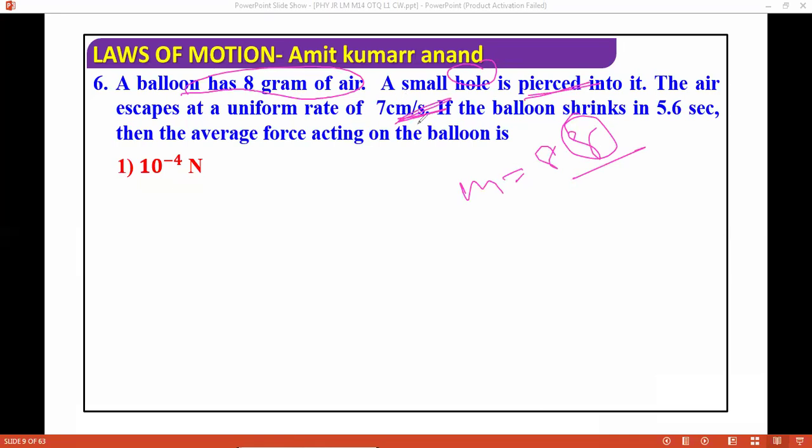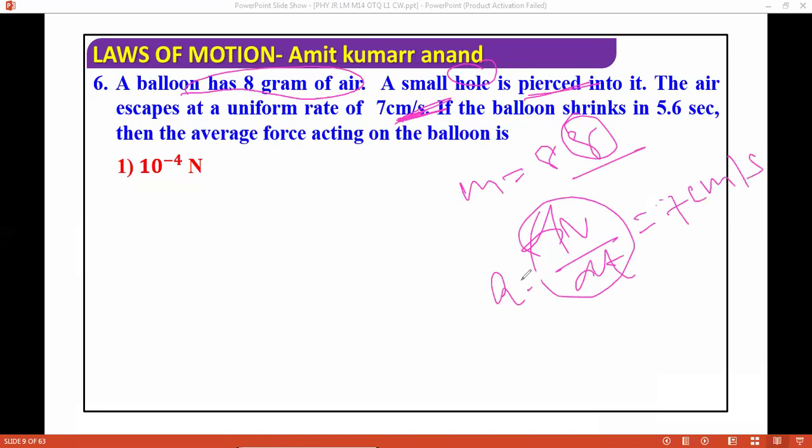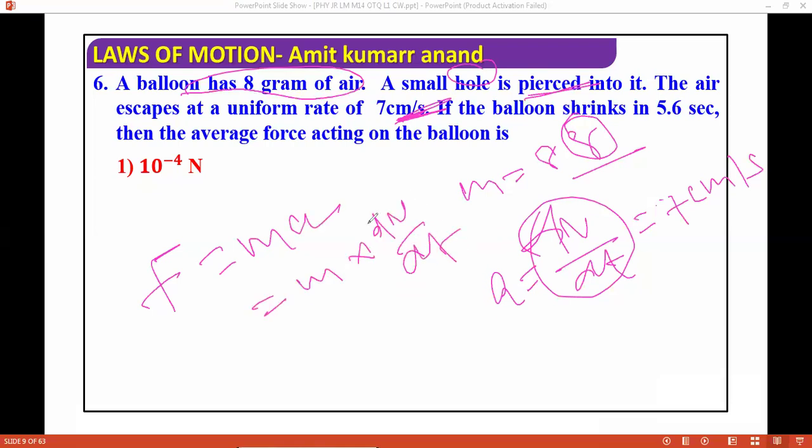So the air escapes at a uniform rate, and you can see carefully, this is dV by dt, 7 centimeter per second. What is dV by dt? Can I say this is acceleration? Yes, this is acceleration. So what is force? Force is mass into acceleration. So mass and acceleration can be written as dV by dt, because it is the rate of change of velocity with respect to time. And the time is 5.6 seconds. For a moment, ignore this. The question is asking for average force.